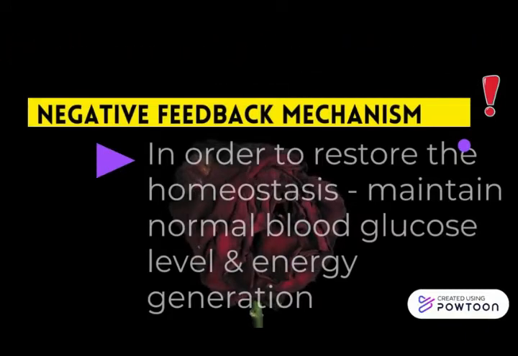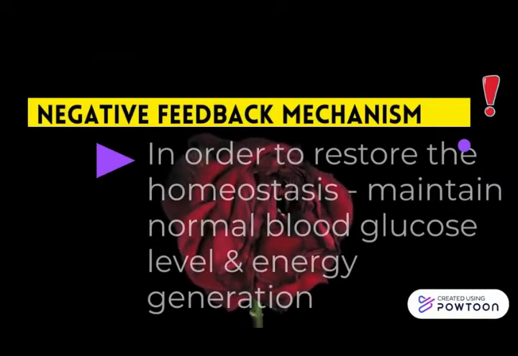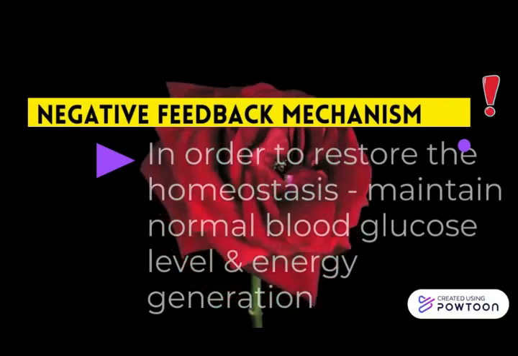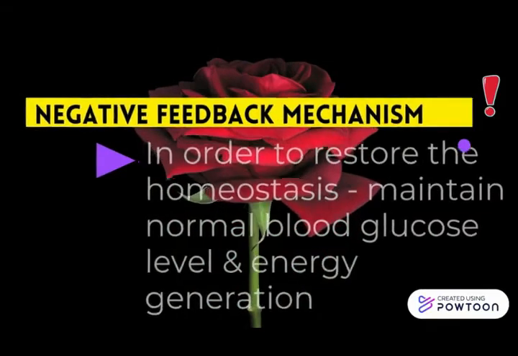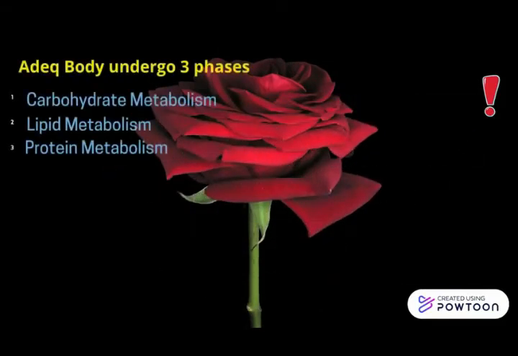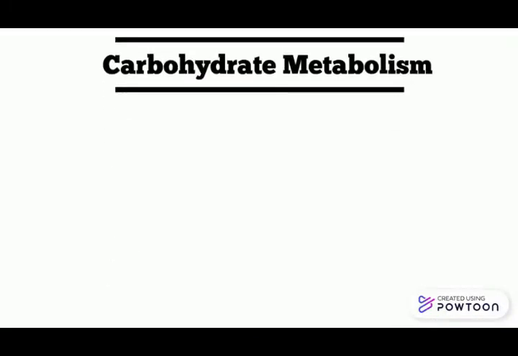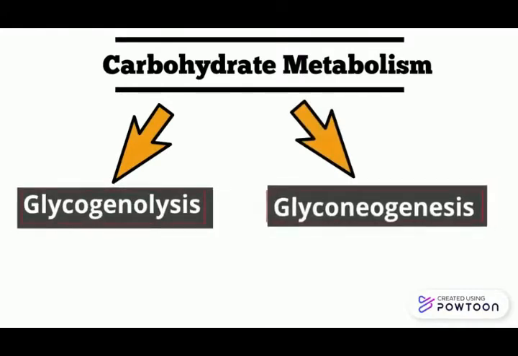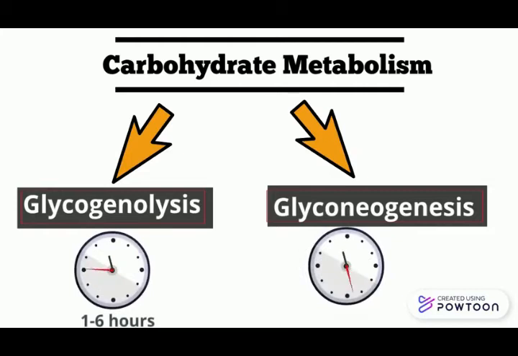Due to starvation, Adik's body will undergo a negative feedback mechanism to restore homeostasis. Homeostasis will maintain the normal blood glucose level and energy generation. Adik will undergo carbohydrate, lipid, and protein metabolism. There are two steps in carbohydrate metabolism, which are glycogenolysis and gluconeogenesis. Glycogenolysis occurs for the first 6 hours, while gluconeogenesis occurs after 10 to 24 hours.